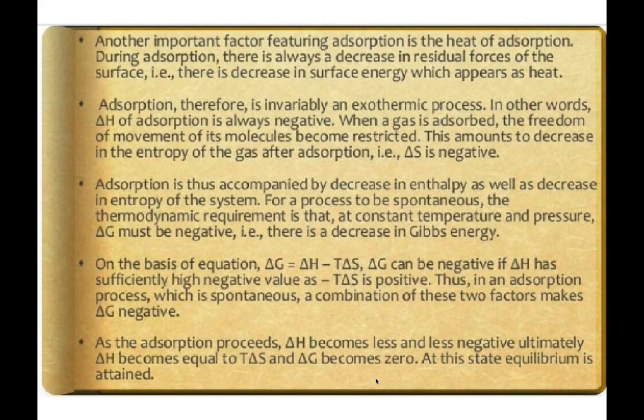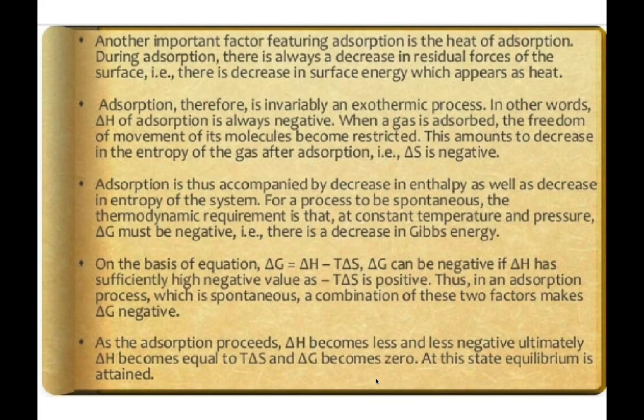So we have the equation delta G is equal to delta H minus T delta S. Delta G can be negative if delta H has high negative values, because minus T delta S is positive. So in the adsorption process, which is spontaneous, a combination of these two factors will make delta G negative. Delta H of adsorption is always negative when a gas is adsorbed, because as I said, the molecules don't have the freedom for movement, and so the entropy is decreased after adsorption. So adsorption is accompanied by a decrease in enthalpy as well as a decrease in entropy of the system.